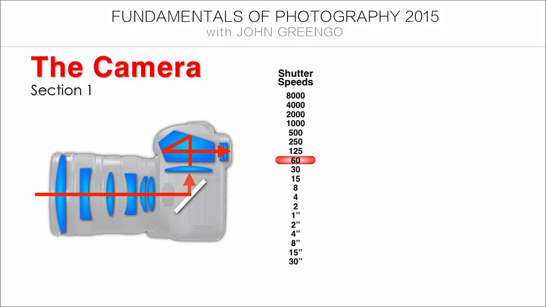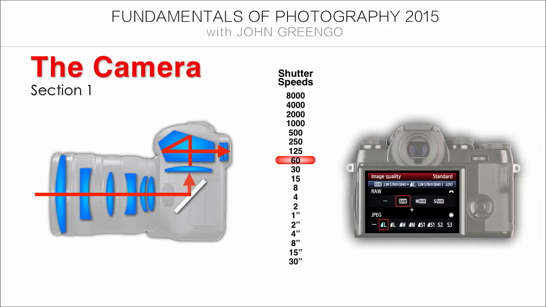Arguably, the most important setting that you're going to make using your camera is the shutter speed, and you should be intimately familiar with all the shutter speeds available, and we're going to be going through all the shutter speeds, and we'll have a shutter speed quiz for you, of course, at the end. Now, along with that, there are tons of other settings in your camera that are critical to you getting the best pictures possible, and we're going to talk about those in this section as well.